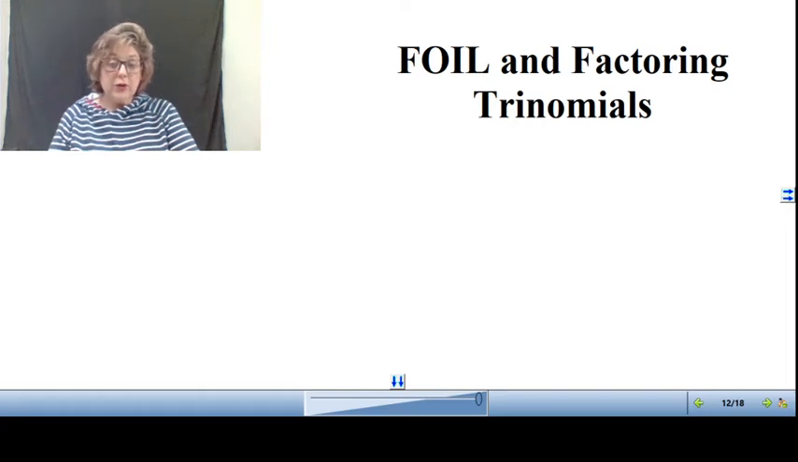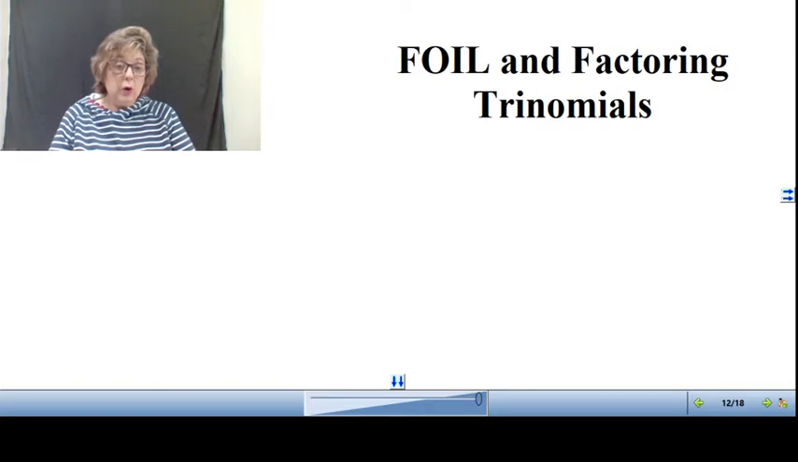Okay, what we're going to start to talk about today is actually FOIL, which is a method of the distributive property when we're multiplying binomials times binomials or binomials times trinomials. And then we're going to look at the reverse of factoring. We're going to talk a little bit about factoring trinomials, okay? So the first thing let's look at is FOIL.